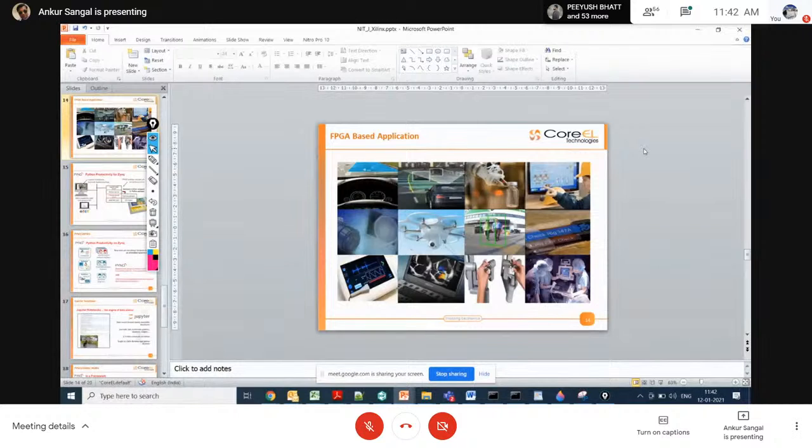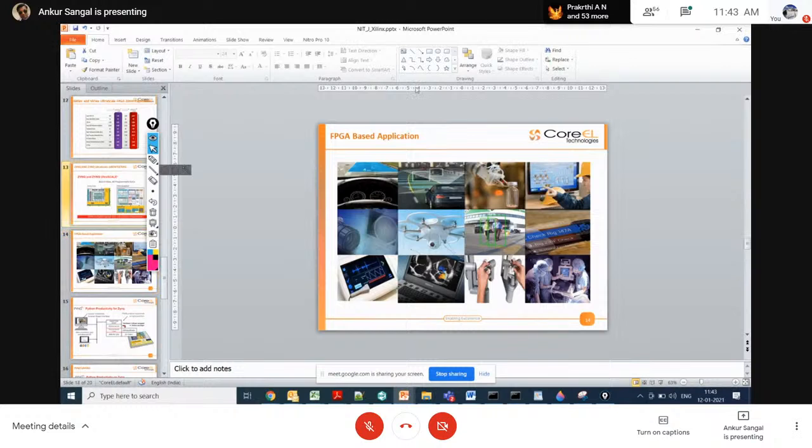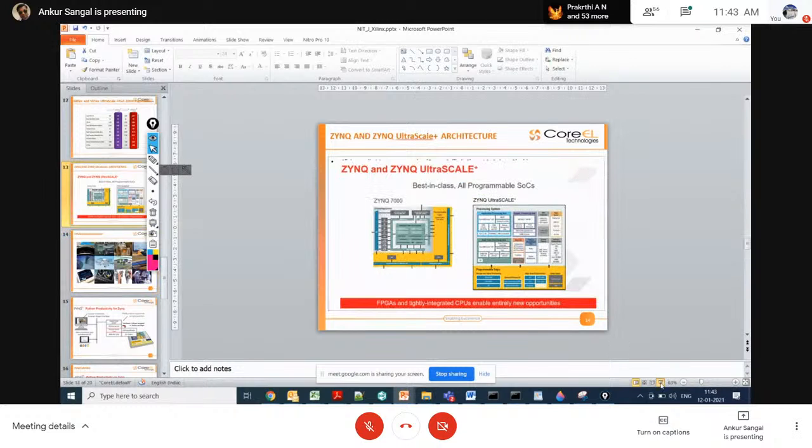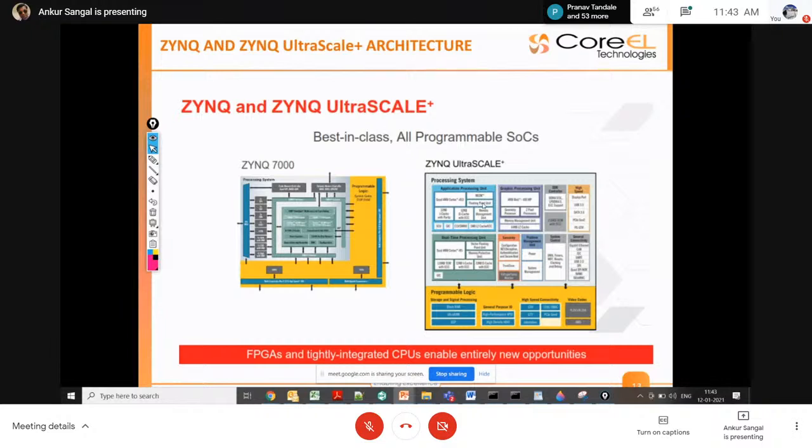So if you are talking about which processors are physically available, the ARM Cortex A9 processor is available in your Zynq family. If you are talking about the Zynq UltraScale, it has multiple processors: the ARM Cortex A53 processor is available, the R5 processor is available, okay. Then for the graphic processing unit, the Mali processor is available. So these different processors are available in your single IC.